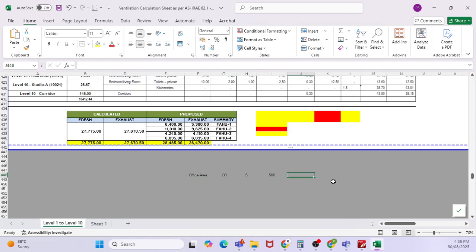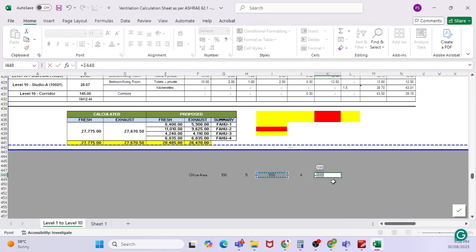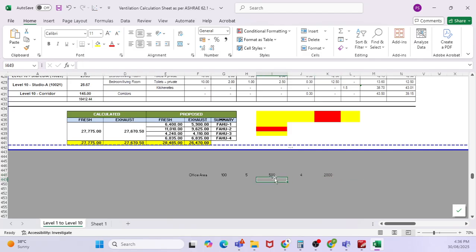For an office area, how much air change is required? For general spaces, we have seen 4 air changes per hour. So when you multiply 500 meter cube by 4 air changes per hour, you will get 2000 meter cube per hour, because this is meter cube and this is per hour. So this is the fresh air requirement. This is also one of the methods.